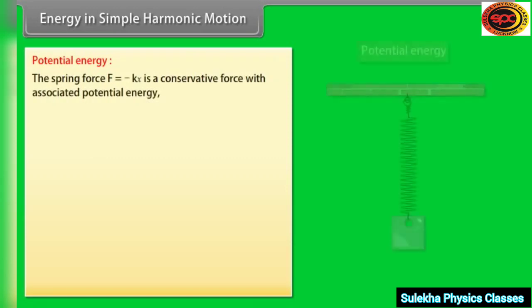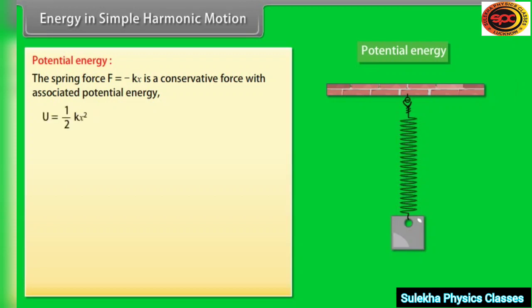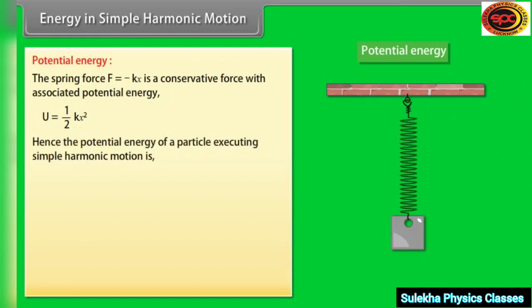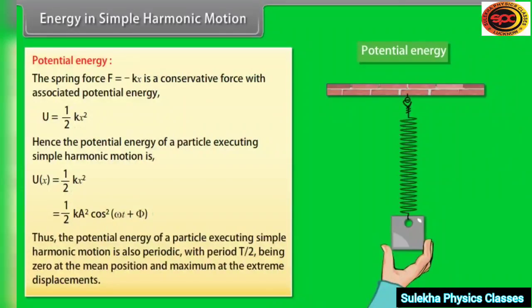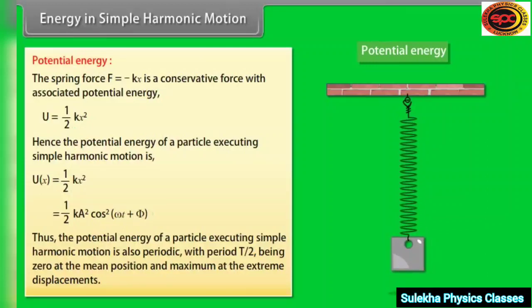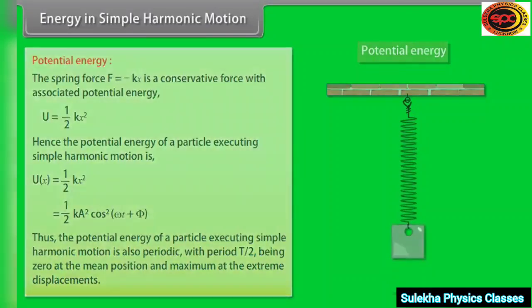Potential energy. The spring force F is equal to minus kx is a conservative force with associated potential energy U is equal to half kx square. Hence, the potential energy of a particle executing simple harmonic motion is U(x) is equal to half kx square, which is equal to half k A square cos square (omega t plus phi). Thus, the potential energy of a particle executing simple harmonic motion is also periodic, with period T by 2, being 0 at the mean position and maximum at the extreme displacements.